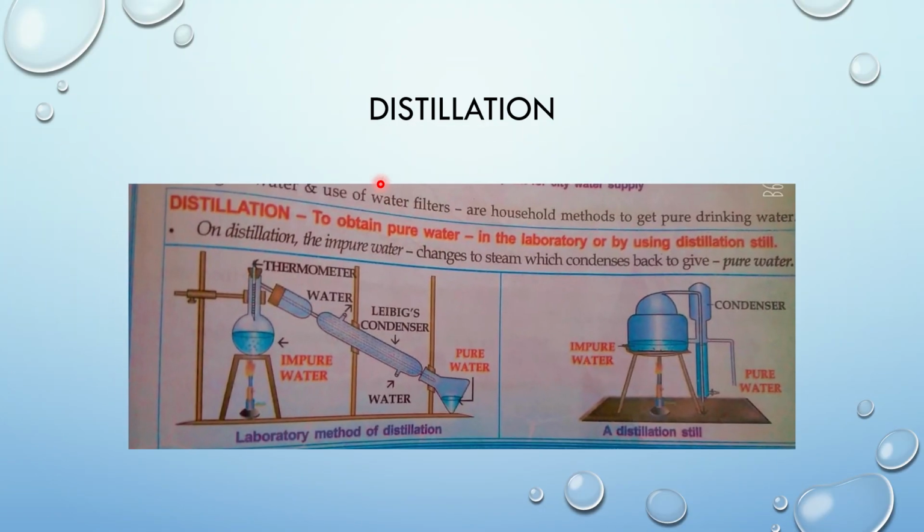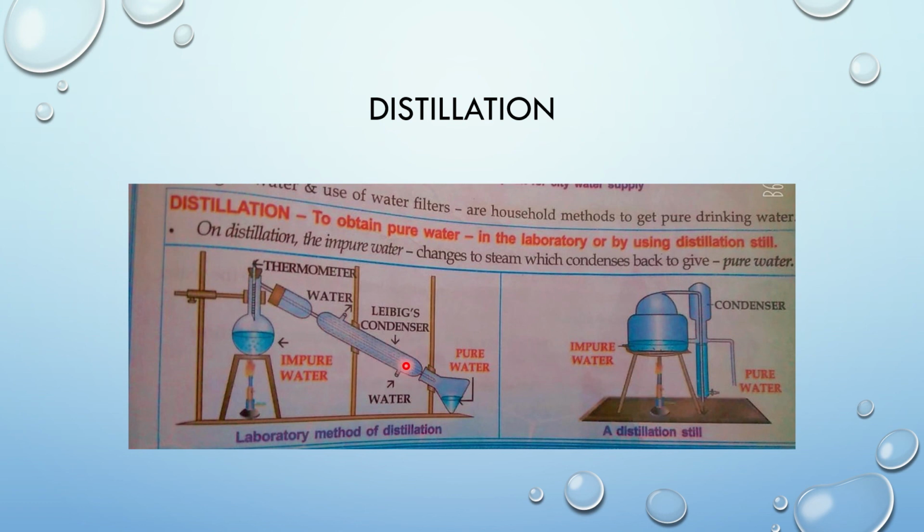Distillation. To obtain pure water in the laboratory, we use a distillation still. On distillation, the impure water changes to steam, which condenses back to give pure water. Here you can see the tripod stand, the Bunsen burner, the round bottom flask, and this is the thermometer. And here the gases are being collected. Okay, this is the laboratory method.